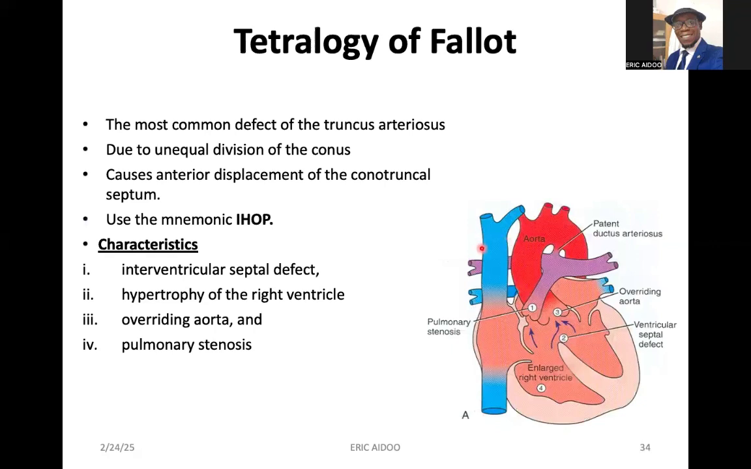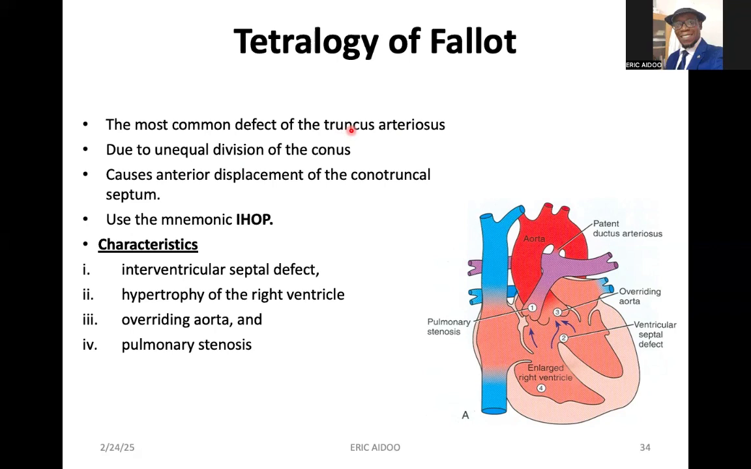Then you have tetralogy of Fallot, which is one of the most common defects of the truncus arteriosus. Remember, the truncus arteriosus is the region of the conotruncal area where the aorticopulmonary septum divided that region into an aorta and a pulmonary trunk, right? So if that division is also not done well, because that is so intricate, and you remember how tortuous and curvaceous it was.